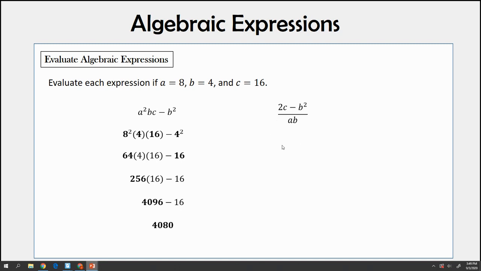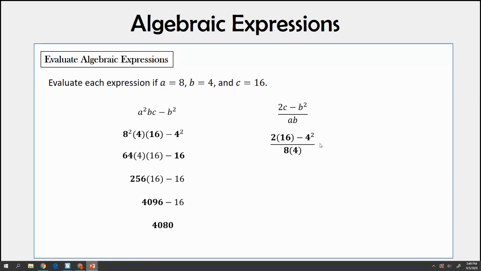First step, substitute. So in place of c, I put 16. In place of b, I'm going to put 4. And in the bottom, I'm going to put 8 times 4. All right. Now, order of operations. Is this a grouping symbol? Well, it's parentheses, but there's nothing to do inside of it. So it's really a multiplication symbol. Same thing down here. It is a parentheses, but there's no work in here. It's just showing I got to multiply.